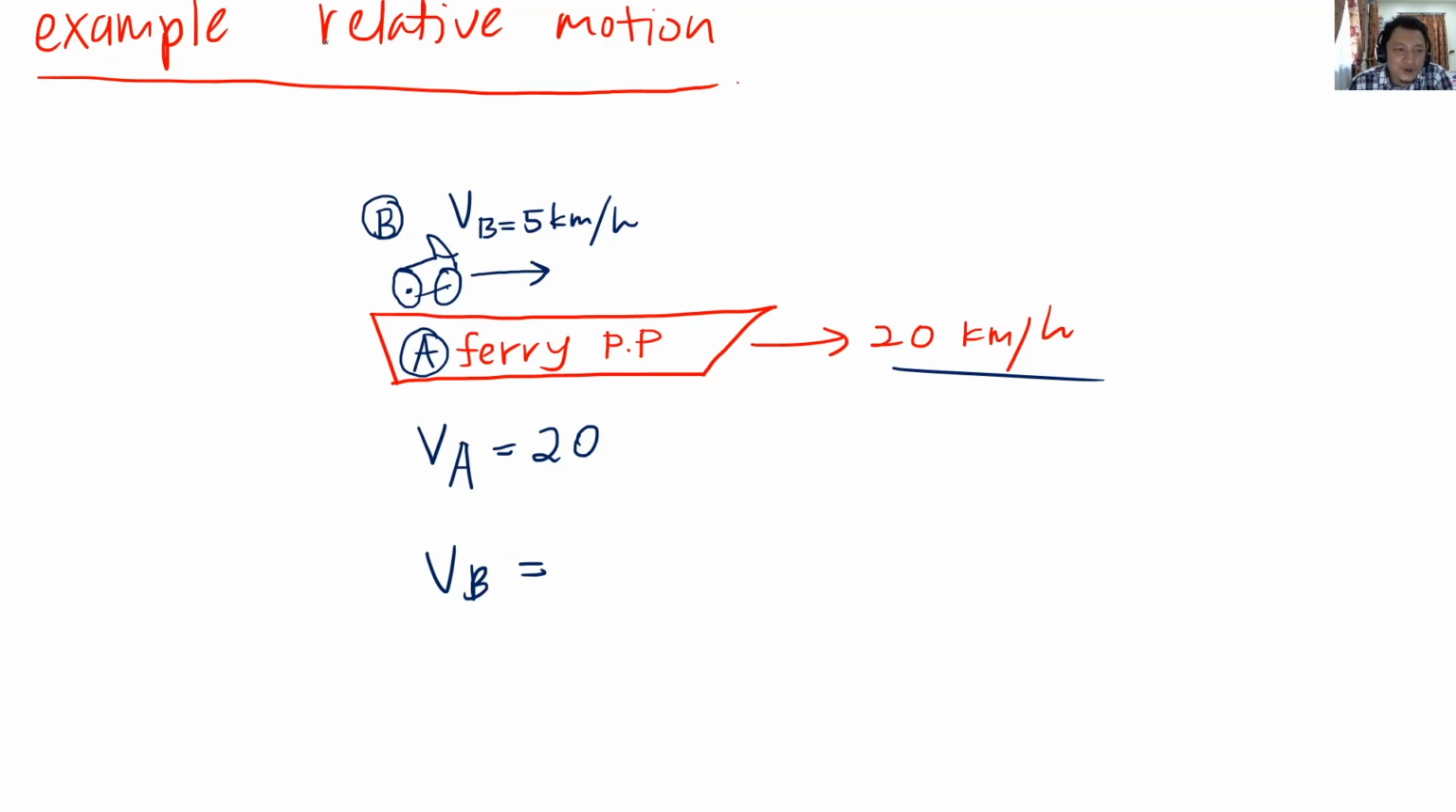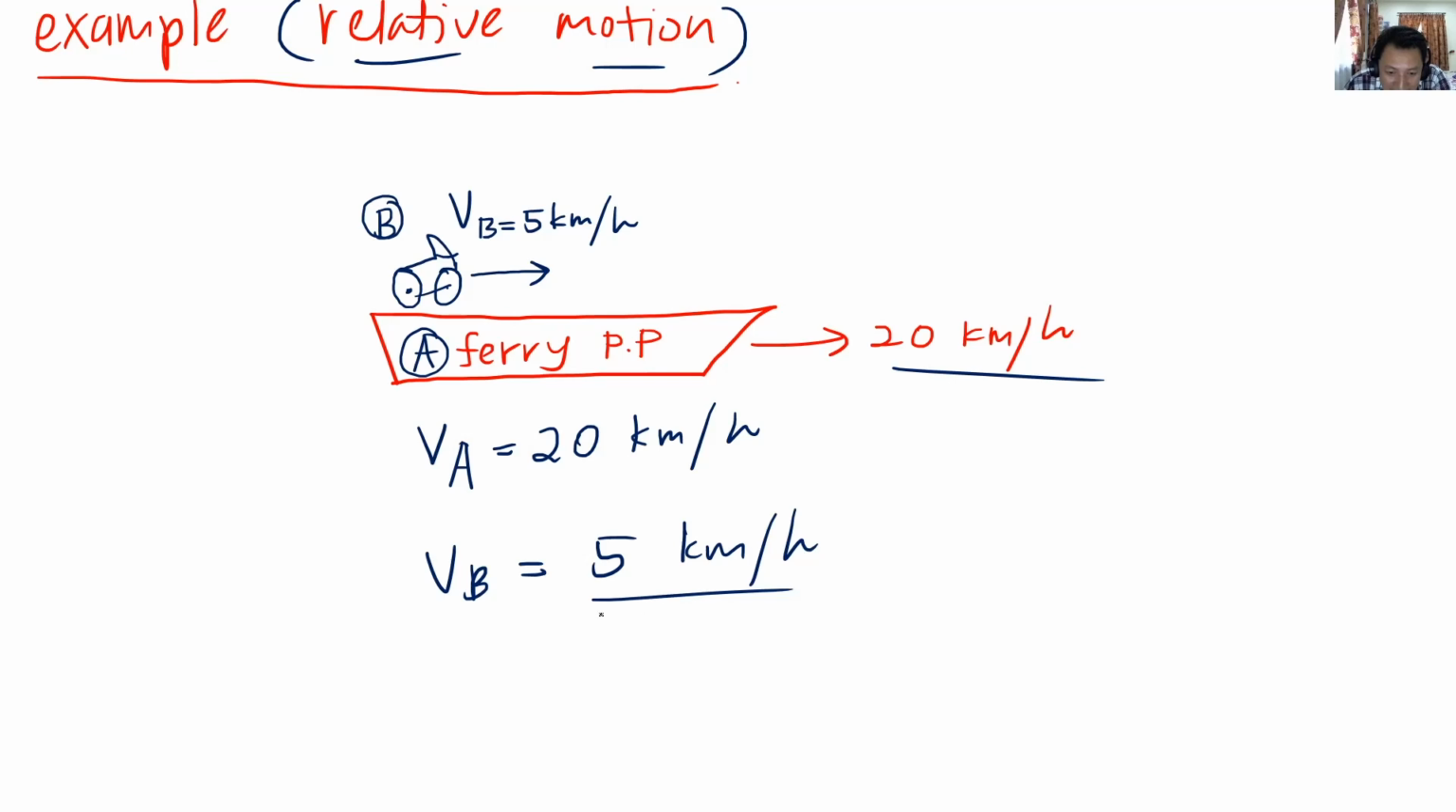This calls for your understanding of relative motion. Relative motion is even important if you're a pilot, anybody, right? Let's get back here. VB, how much? Is it 5? VA is definitely 20 km per hour. Is VB 5 km per hour? The speedometer says so. The speedometer on your motorcycle says it's traveling at 5 km per hour.